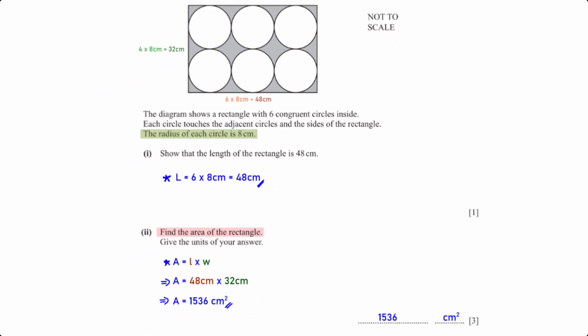Find the area of the rectangle. Give the units of your answer. Here is the formula for the area of a rectangle. We found the length L to be 48 centimeters. To get the width W, we multiply the radius of the circle, which is 8 centimeters, by 4, which gives us 32 centimeters. When we type this into the calculator, we get 1536 centimeters squared.